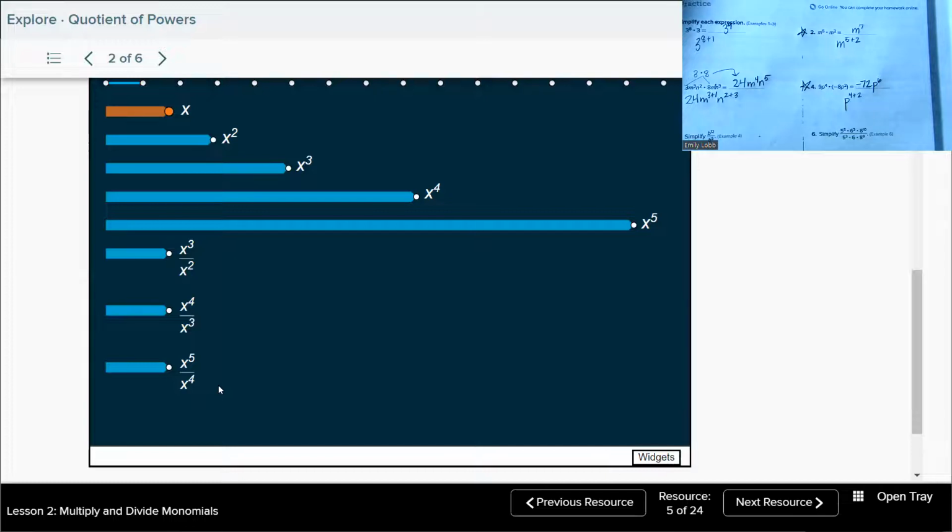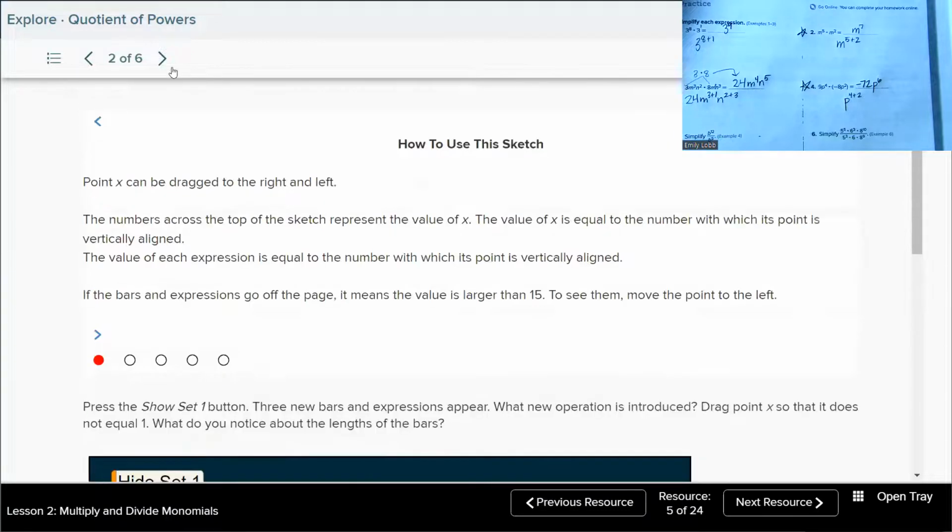Does that make 1? Yeah. 4 minus 3. Does that make 1? Same for 5 and 4. 5 minus 4 is 1. All right. So let's see these other sets.